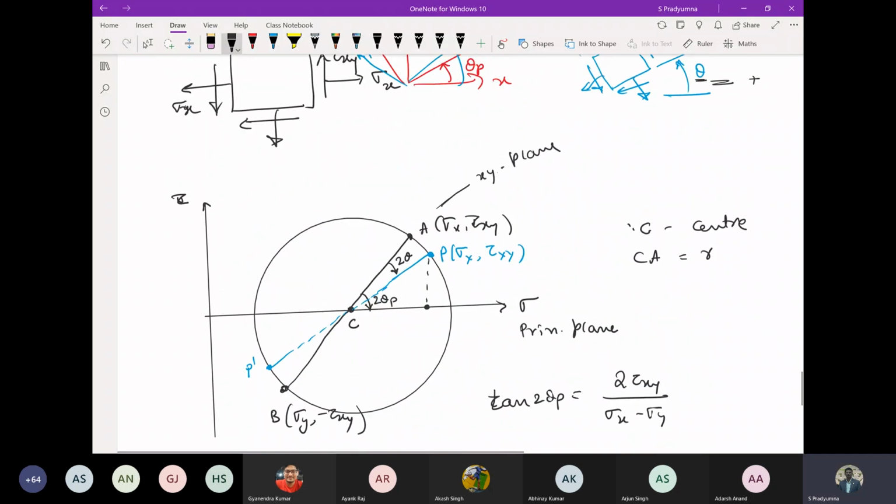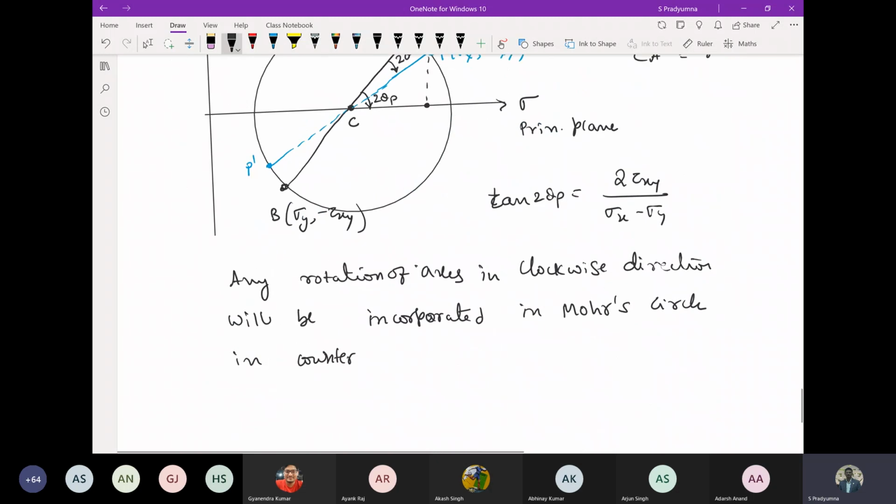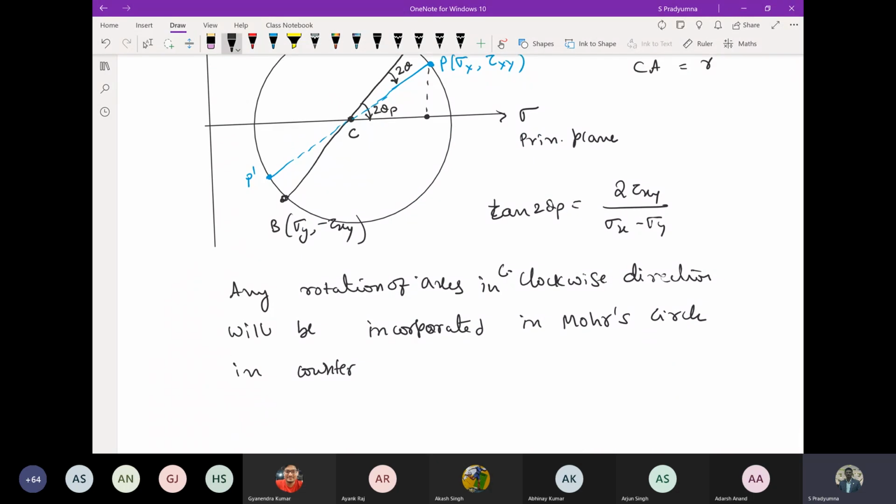So the opposite is also true. If we are making a counterclockwise rotation here, the counterclockwise direction will be incorporated in the Mohr circle in the clockwise direction. So these are also possible, counter or clockwise direction. So it will be done in the clockwise or counterclockwise, that is in the opposite direction.